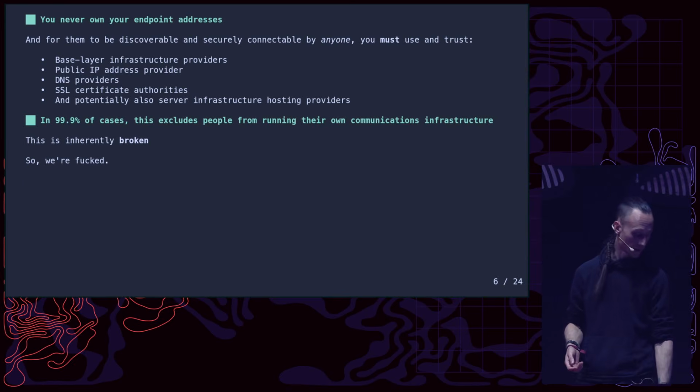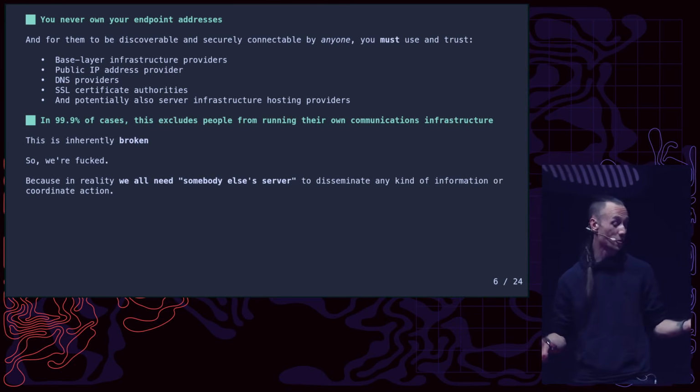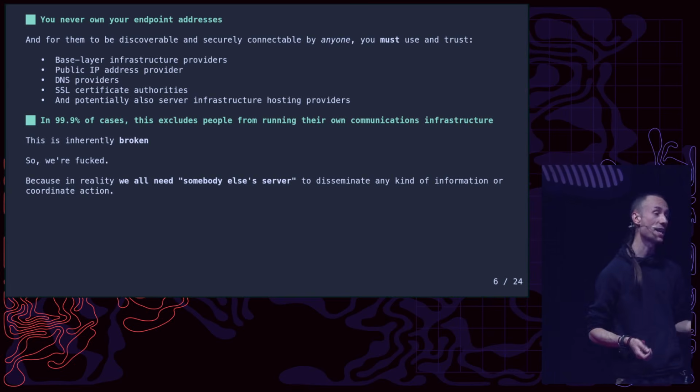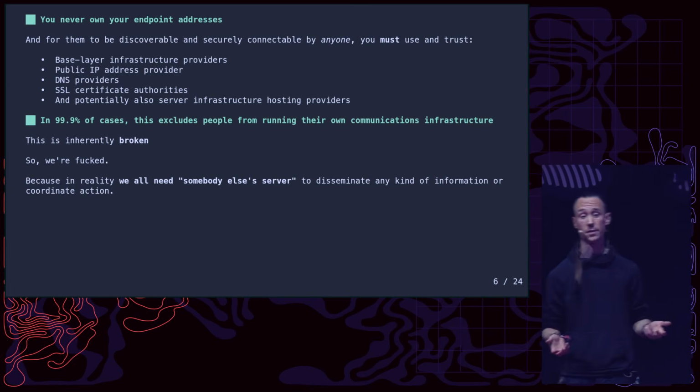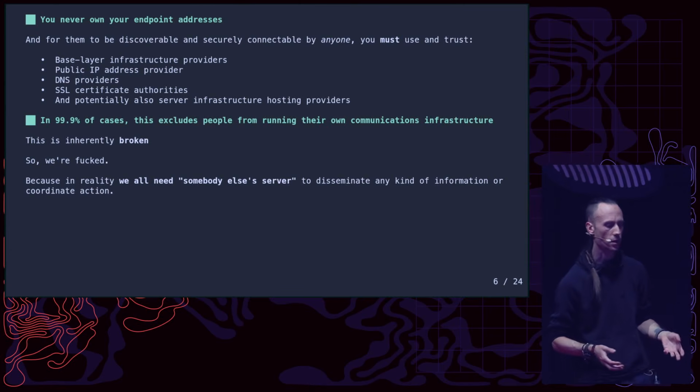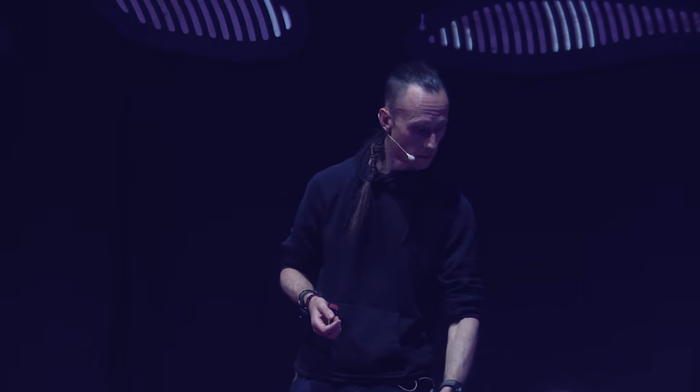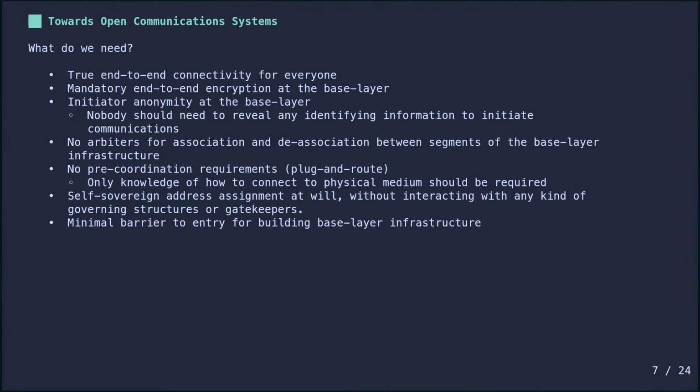So we're basically stuck, because in reality we all need to use someone else's server to disseminate any kind of information or coordinate action. And that's really one of the important points, because without communication between peers, between people, we can't effectively coordinate action and effectuate change. So if we try to imagine a situation of open communication systems, what would that look like? What would we need to have a system of networks that did not impose these limitations?